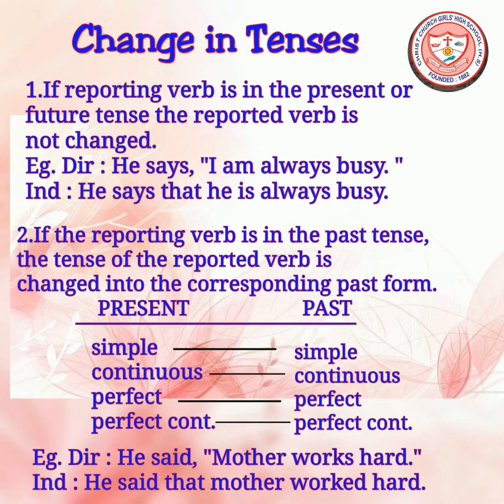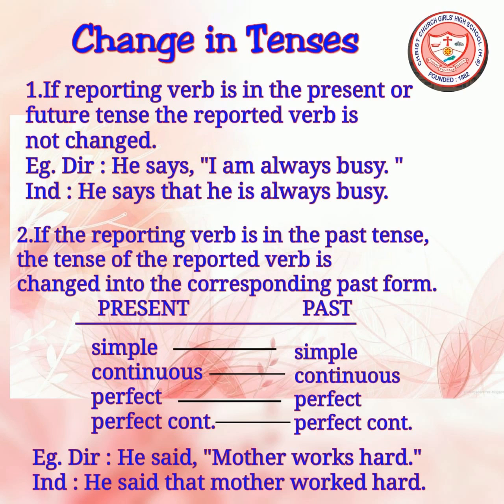Next, number two, if the reporting verb is in the past tense, the tense of the reported verb is changed into the corresponding past form. That is, simple present tense will be changed into simple past tense. Likewise, present continuous will become past continuous, present perfect will become past perfect, and present perfect continuous tense will be changed into past perfect continuous tense.